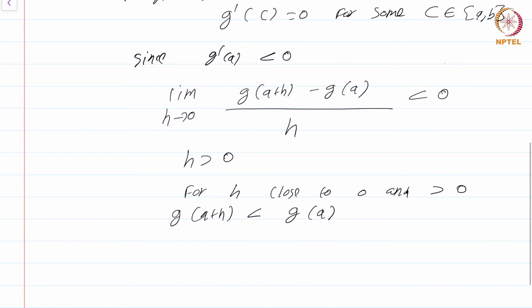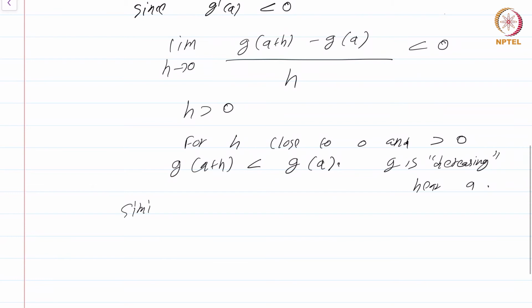Okay, in other words, g is "decreasing", I'll put this in quotes, near a. So in a later module, once we prove the mean value theorem, we will show that g decreasing and the sign of the derivative being less than 0 are intimately related to each other.